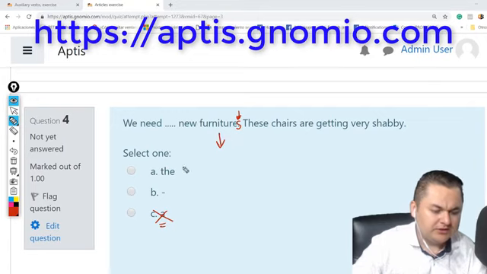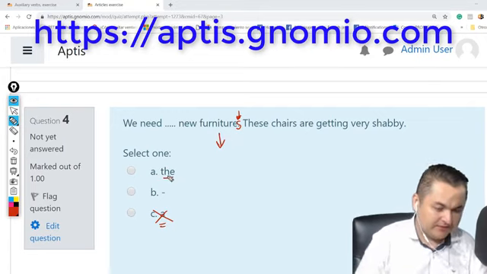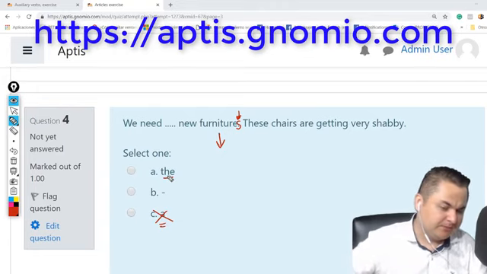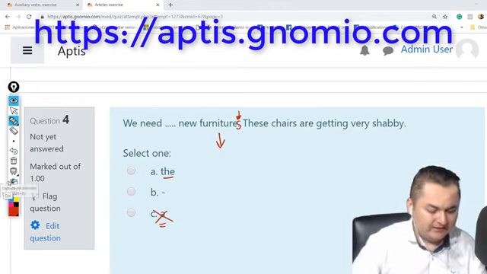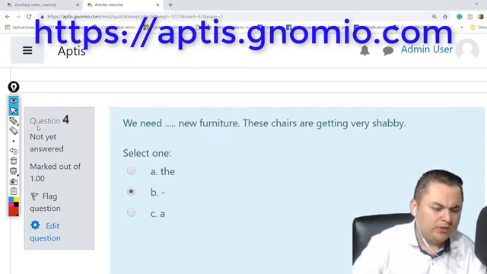The new furniture, again, if I'm talking about something specific, it would be the new furniture, like the new furniture these people bought. But again, they're not talking about that, and it would be like, we need new furniture, just new furniture.